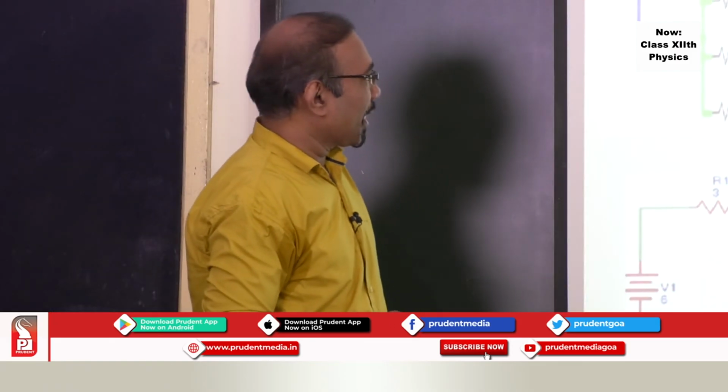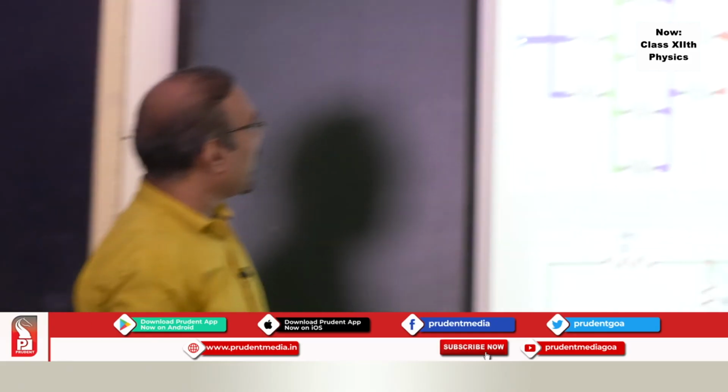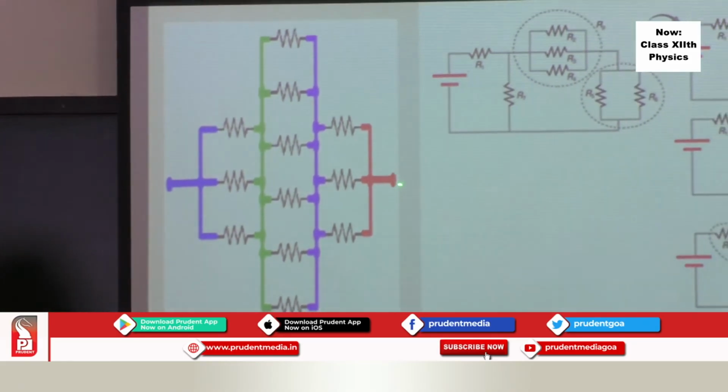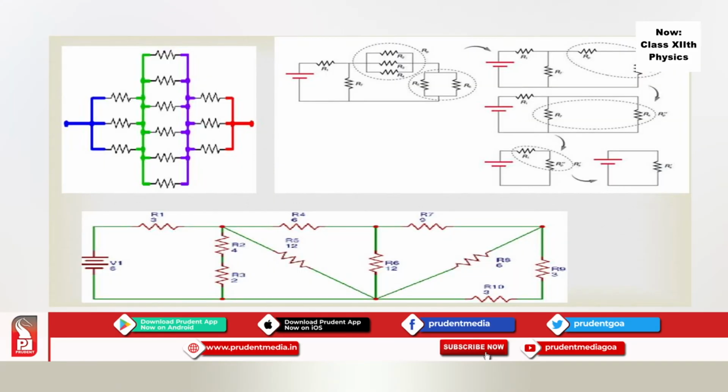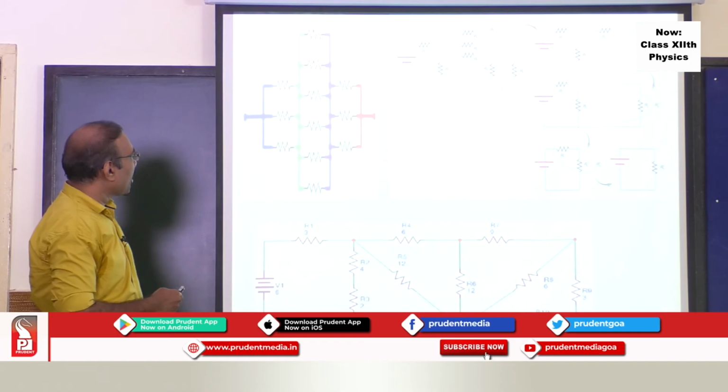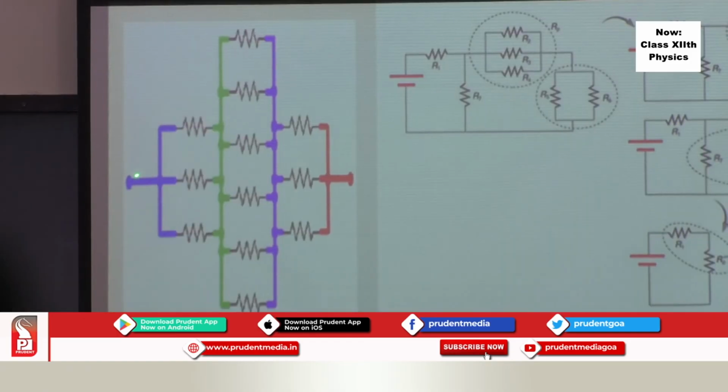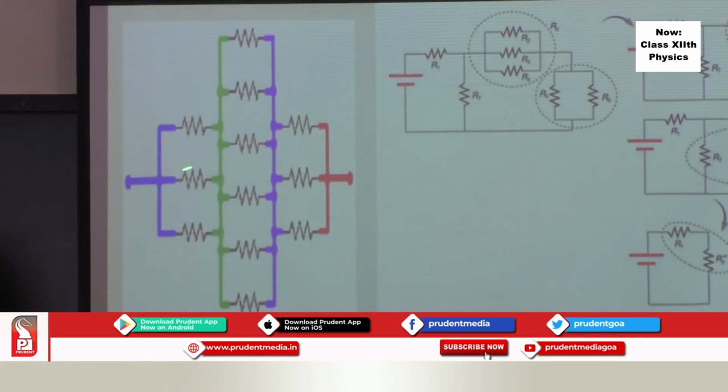Some more examples I can take. Suppose I want to find the equivalent resistance between A and B. You can take this 3 in parallel, this 6 resistance in parallel, and find their equivalent. This 3 in parallel, find their equivalent. Then the sums you get here, here and here will be in series. So that will be the total resistance between A and B.